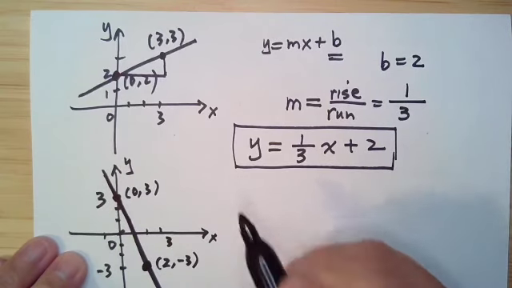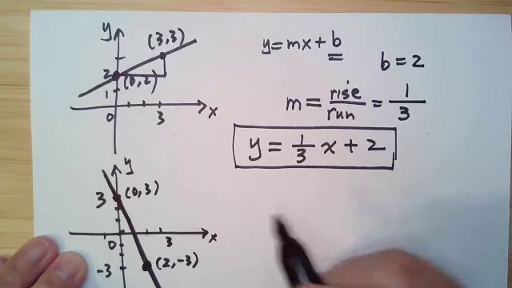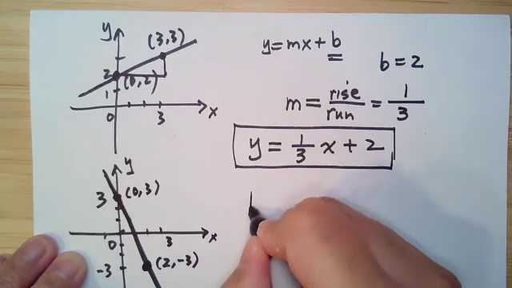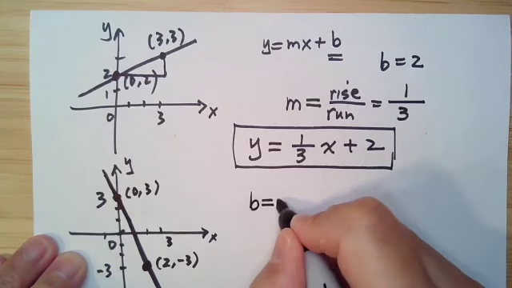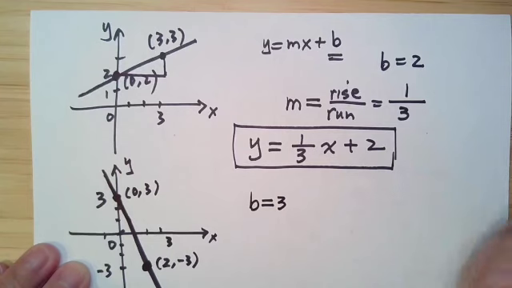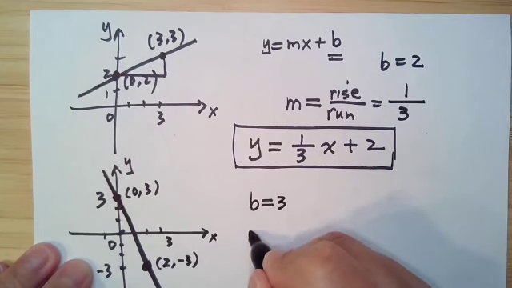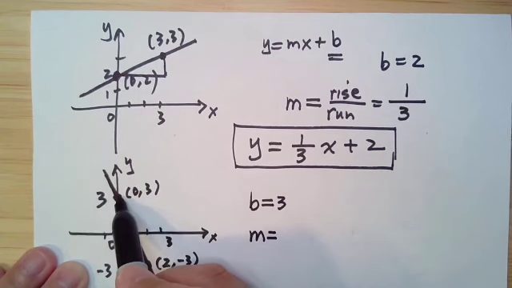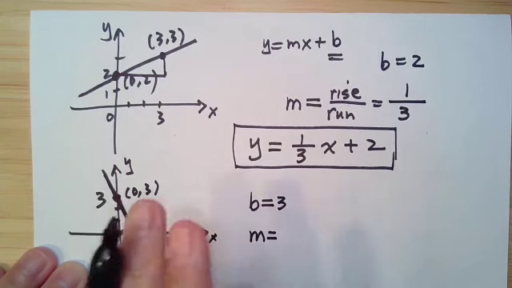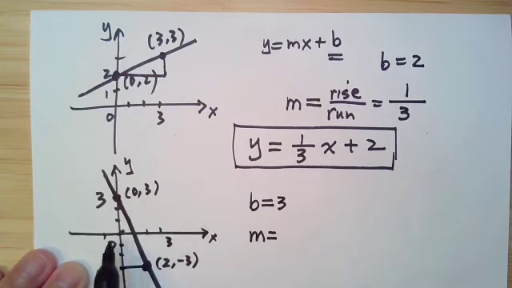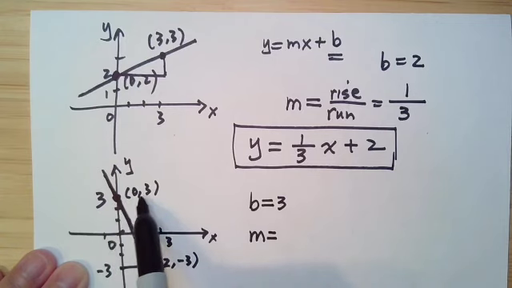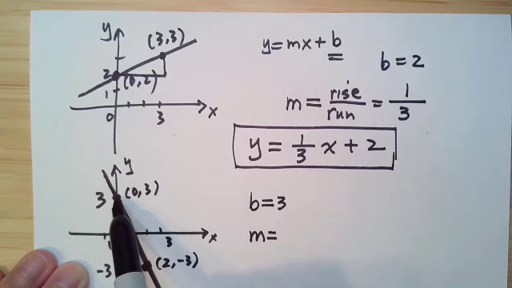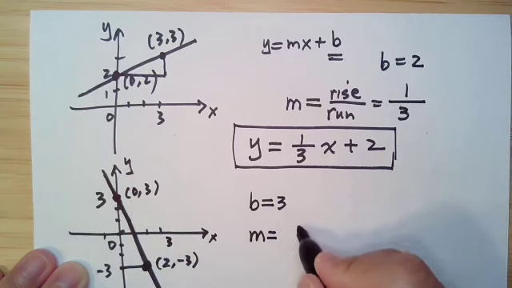Okay, rise over run, and we know b. B is the y-intercept, that is 3. What about the slope? M is rise over run. Okay, we go from this point to this point, always from left to right. What is the rise? It's not a rise, actually we're going down. We're going from positive 3 to negative 3. So the rise is negative 6.